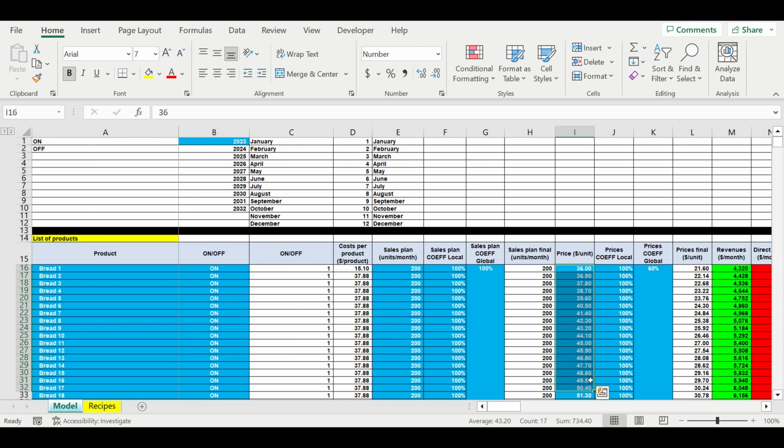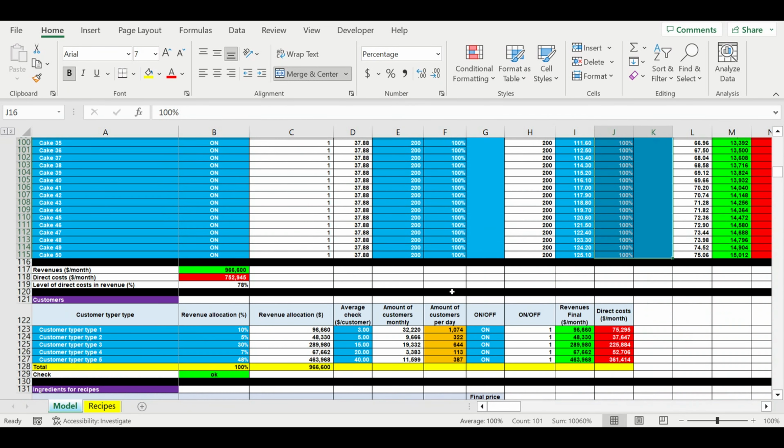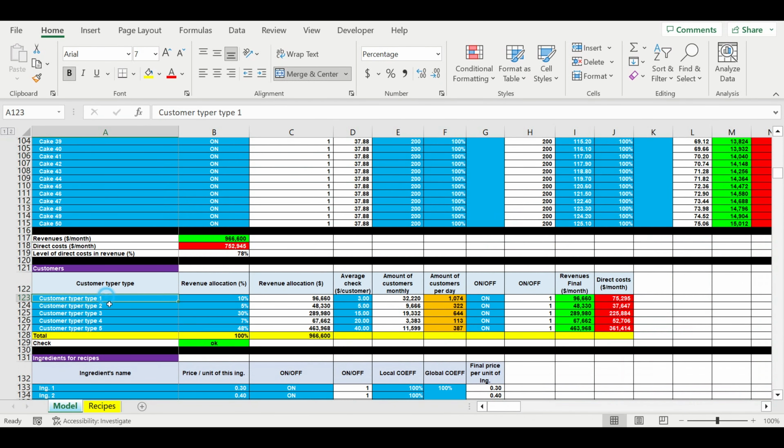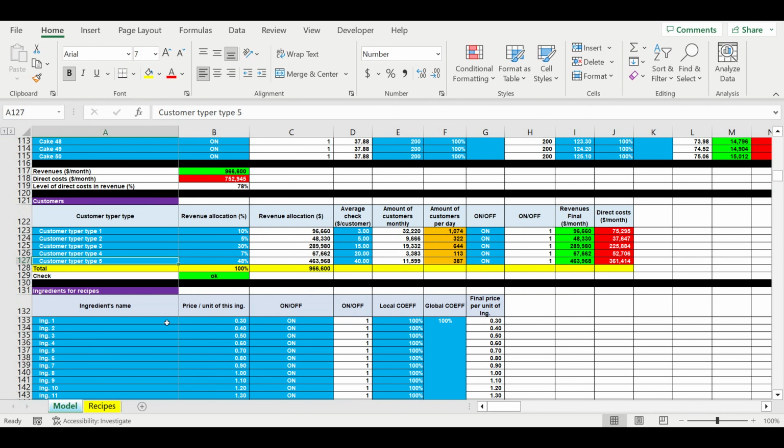Then we are setting up the selling price. We have global and local coefficients for the selling price. Then we have 5 types of customers. We can give them the names. Then we allocate the revenues between these 5 types of customers. We can specify the average check for each type of customer. We can switch them on and off from calculations to see how the business performs with or without this or that type of customer, because maybe we are too optimistic with the revenues coming from this or that type of customer.